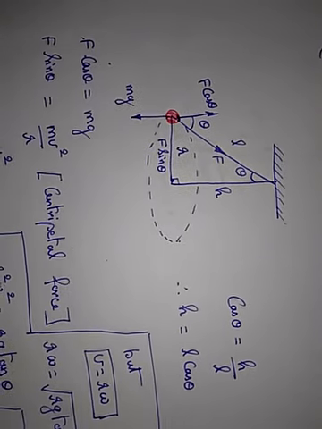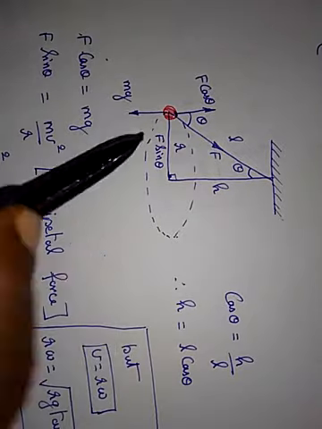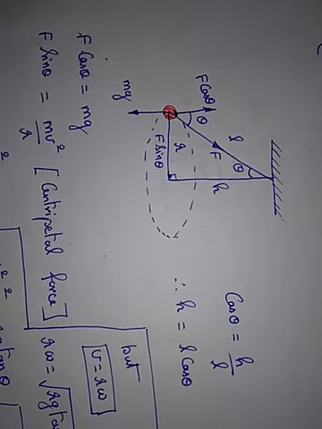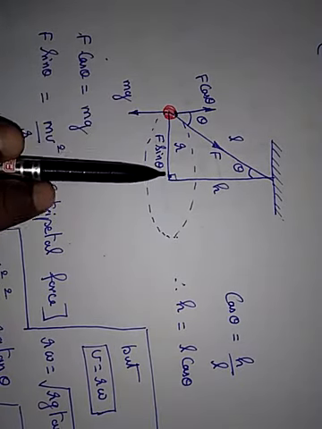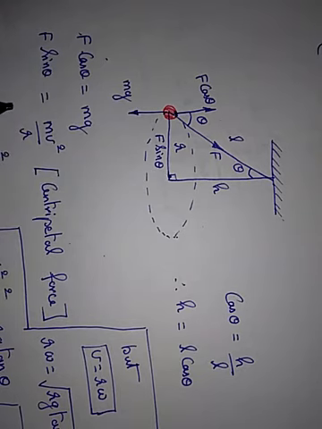Now from the diagram, if you see, f cos theta should be equal to mg. Similarly, f sin theta should be equal to the centripetal force. We know the formula for centripetal force, which is mv square by r. Now we have two equations.